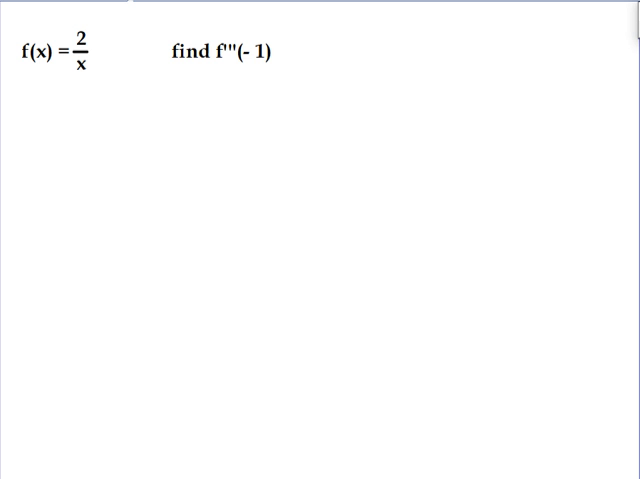Okay, anyway. So now they want us to find f triple prime of -1. So we've done this before. You're going to find f triple prime of x, and then just plug in -1 when you're done. So first I'll rewrite this to be 2x to the negative first, because remember, anything in the denominator gets a negative exponent. So now the first derivative will be negative 2x to the negative second.